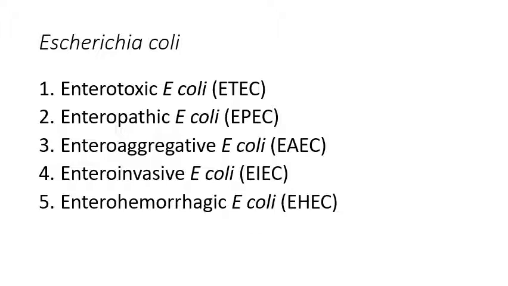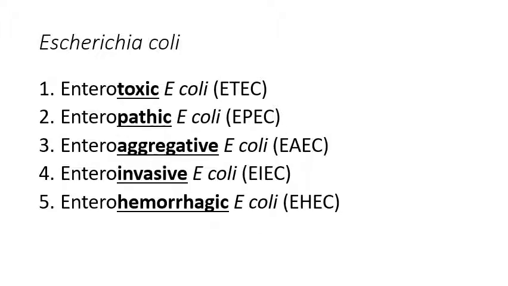Okay, so let's go through these virulent strains of E. coli. Whenever you're memorizing these names, remember that the first and the last part of every one of these names is always the same. The first part is entero, and the last part is E. coli. So the only thing you really have to memorize well enough to recognize is the middle part. So enterotoxic is where the T in ETEC comes from. Enteropathic is where the P comes from.